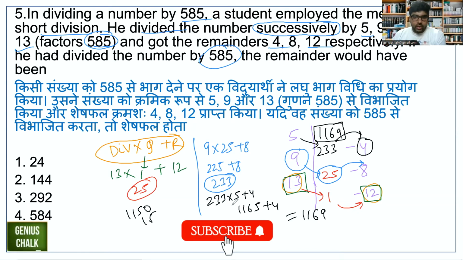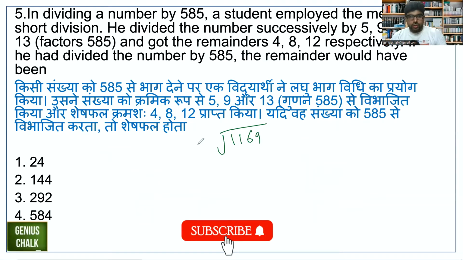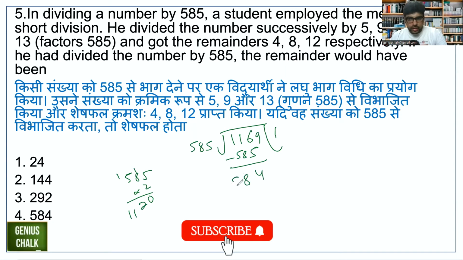Now you just need to observe that you need to divide this 1169 by 585. All right, 585. So divide it and get the answer. 1169 needs to be divided by 585, and if you double it, this is somewhere more, I guess. 2 5s are 10, and this is 580. So this is 1170, which is one more. So 585 subtracted, and there you get the answer as 584.